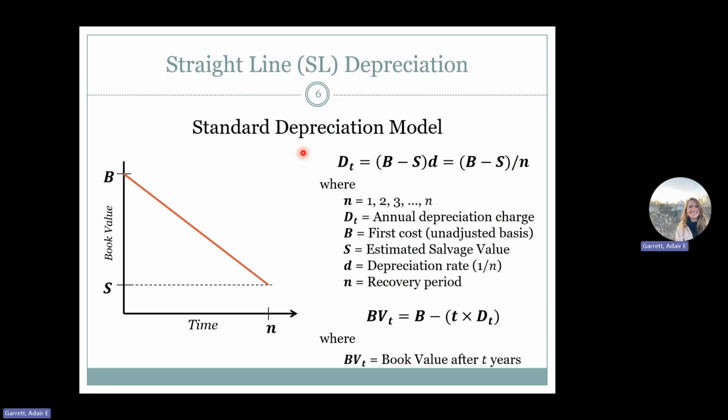In this video, we'll talk about 4 depreciation methods. Our first method is straight line or SL depreciation. In straight line depreciation, book value decreases linearly with time, as can be seen on this figure here.